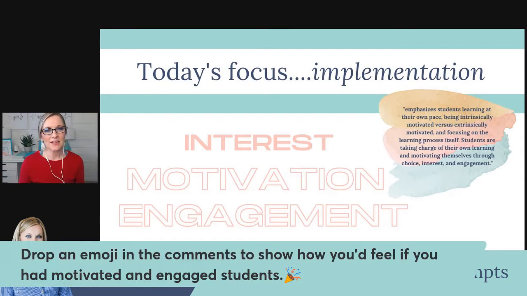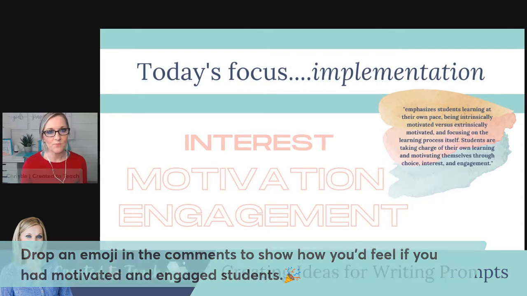So in the chat, I'd love for you to drop an emoji in there to share how you would feel. Show me an emotional type emoji that shows how you would feel if your students were interested in what you were teaching, specifically in writing. We know that is a feat a lot of times. So if you had students that were motivated and engaged and ready to write, and were no longer tearing up and throwing their head down and walking out of the classroom, how would that make you feel?